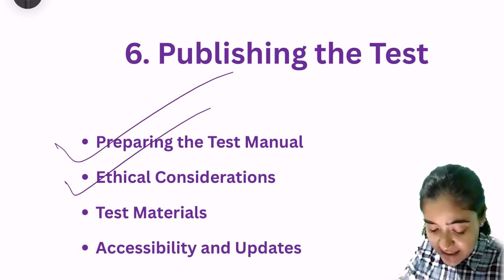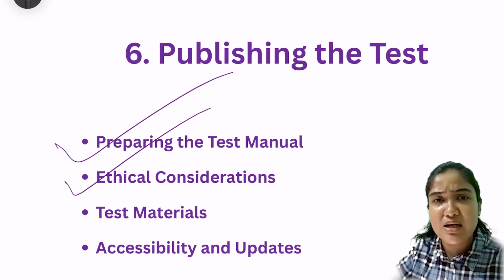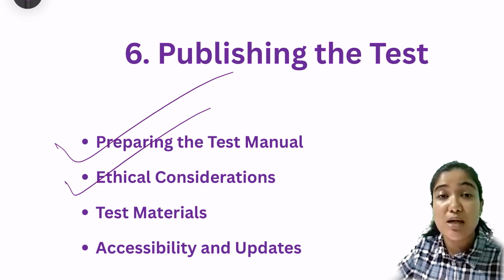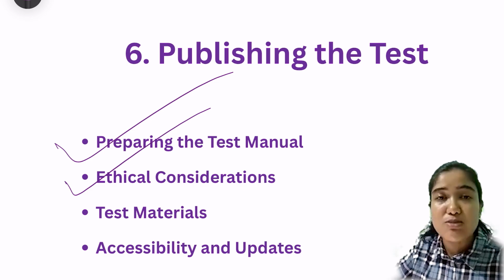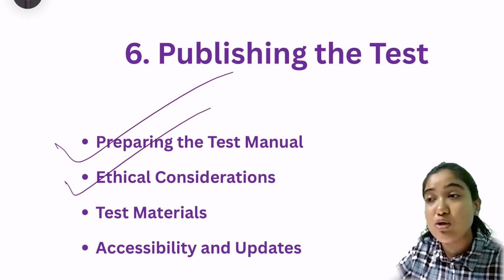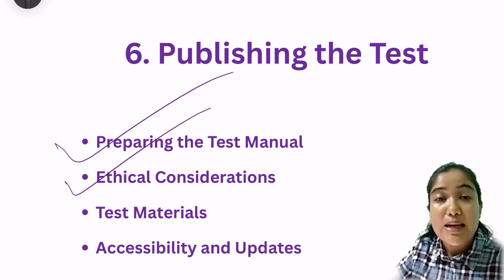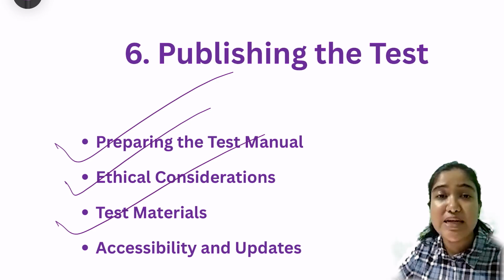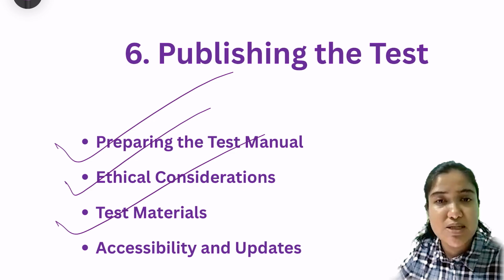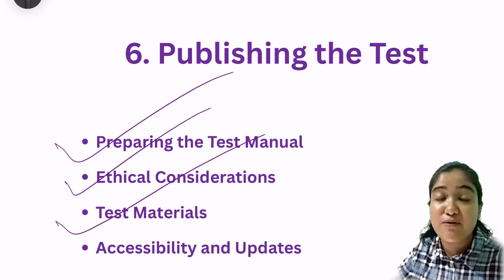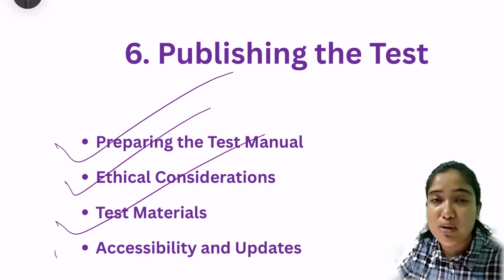Next, we have ethical consideration. Why do we have ethical consideration? Tests should only be published if they meet professional standards of validity, reliability, fairness, and utility. Test manuals must caution against misuse or administration by unqualified individuals, because that will do more harm than good. Next is test materials. Along with the manual, publishing often includes test booklets, forms, answer sheets, stimulus material like cards, figures, pictures, blocks, etc., and software or online platforms for administration, scoring, or even modern adaptation.